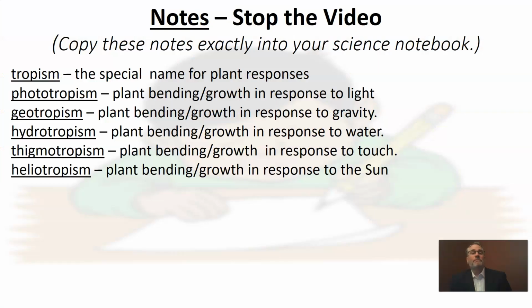So we don't have a ton of notes for this time. I do want you to pause the video, and I want you to copy these notes exactly into your notebook. And so we have the general tropism and the 5 different types of tropism. Please note that photo, geo, and hydrotropism are all present in all plants, whereas thigmo and heliotropism are only present in some plants. Go ahead and pause your video and copy your notes.